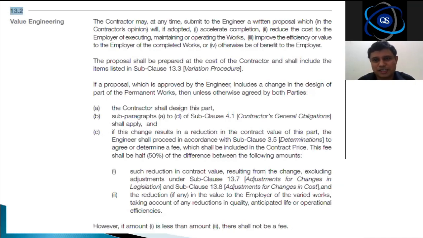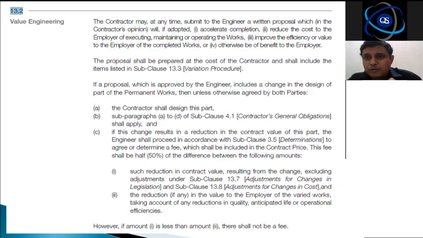මෙතන කොහෙවත් කියලා නැහැ. Reduce the cost to the employer කියලා විතරක් නැවතීම ටිකක් දාලා නැහැ. Right? ඒ කියන්නේ life cycle costing කියන දේ මෙන්න මේ clause එක ඇතුලේ embed වෙලා තියෙනවා. That you have to be very careful because it says maintaining and operating the works.